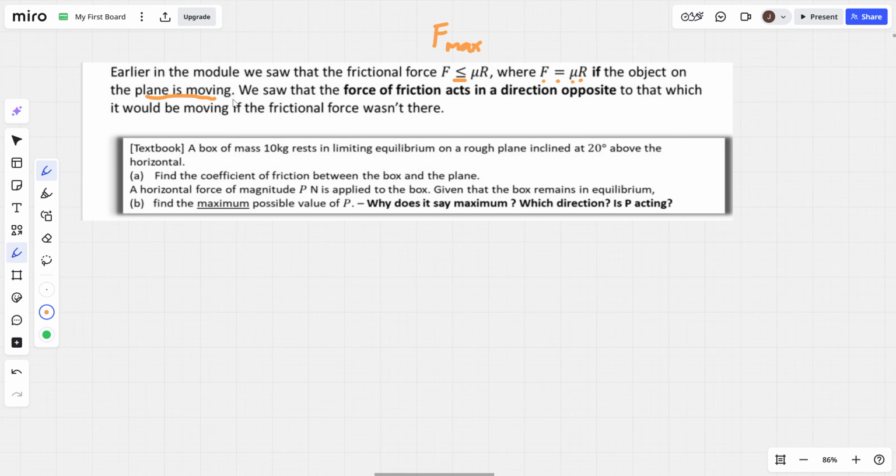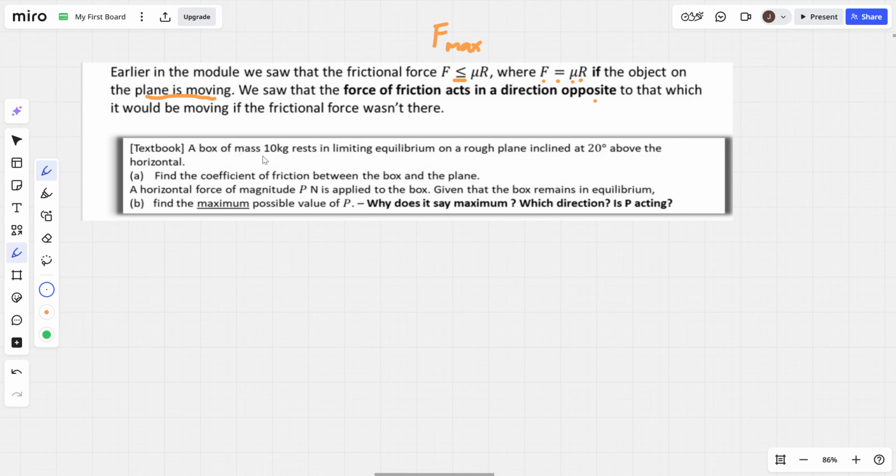So most questions say that things are on the point of moving. And we say that it acts in the direction opposite to where it wants to move, or where it would move if the friction wasn't there. So we're just going to bring this in now in some of the question types that we've been doing from before. First thing we're going to do is try and draw a diagram from the information.